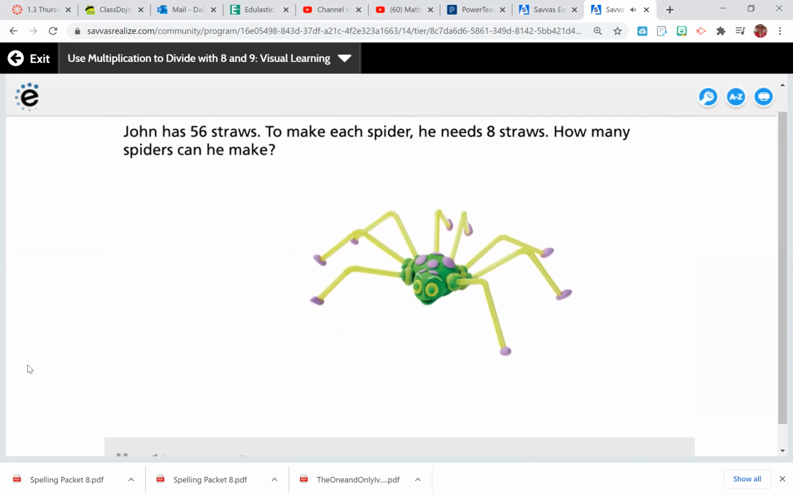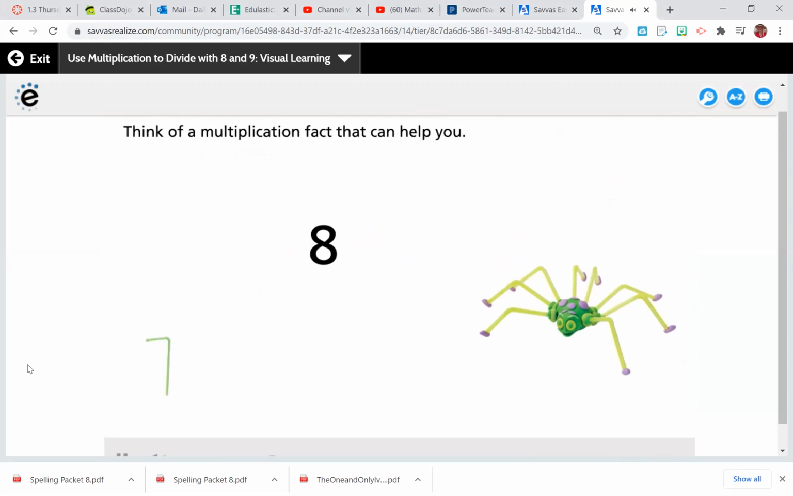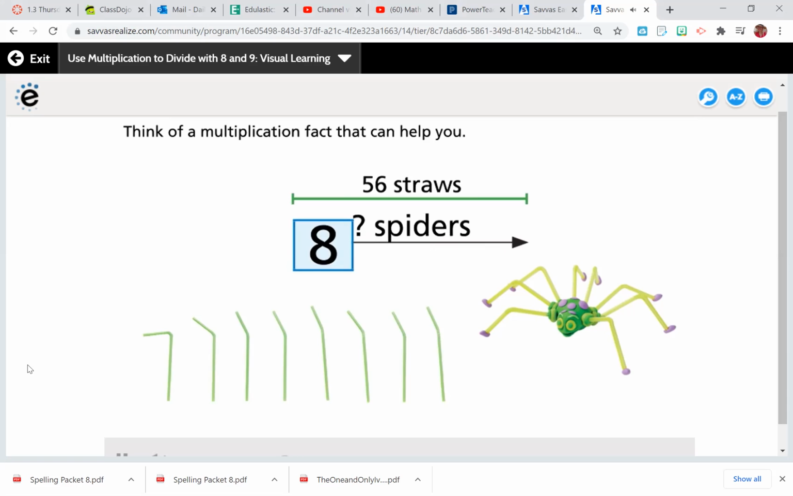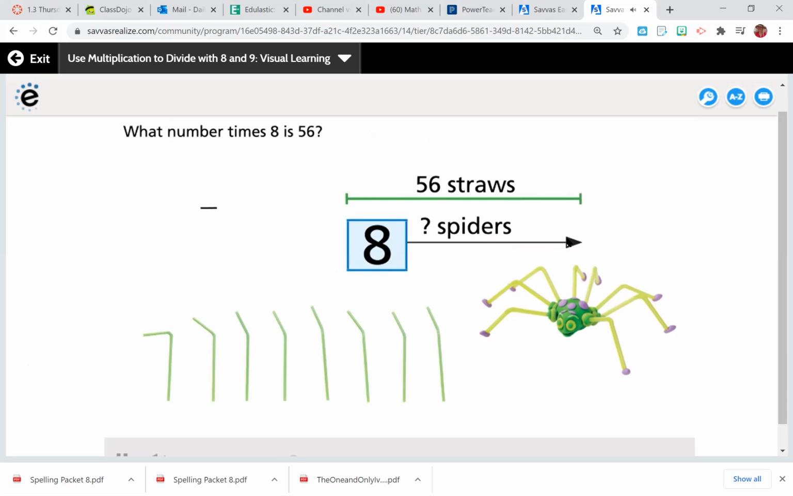John has 56 straws. To make each spider, he needs 8 straws. How many spiders can he make? Think of a multiplication fact that can help you. How many groups of 8 equals 56? What number times 8 is 56?